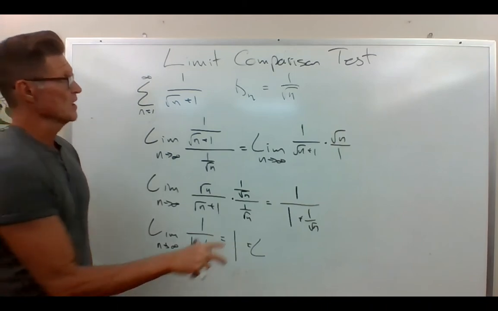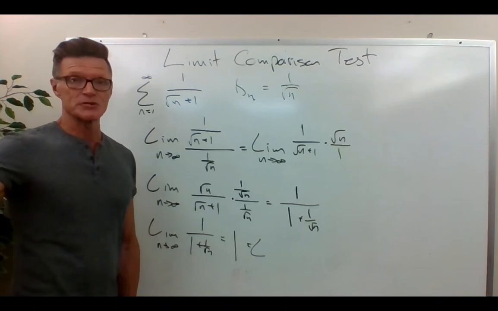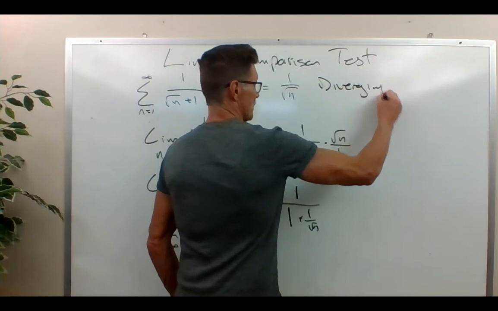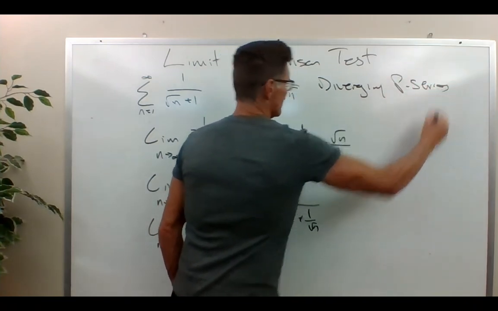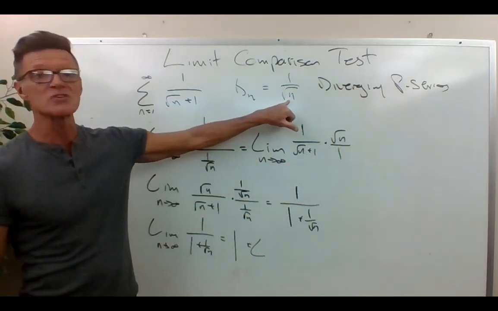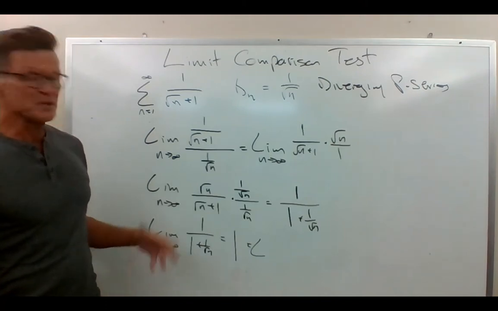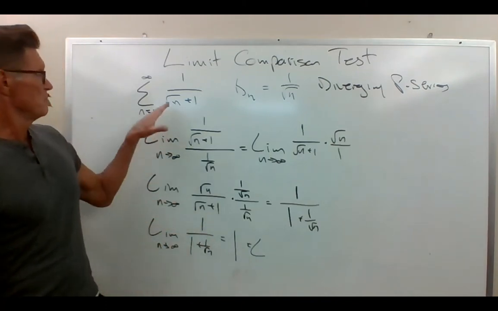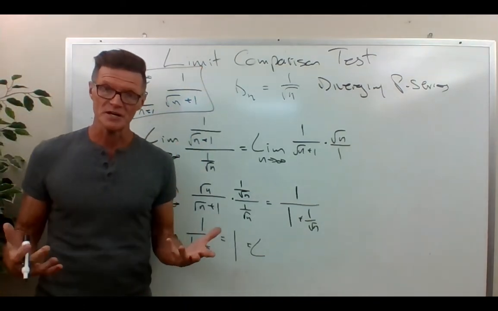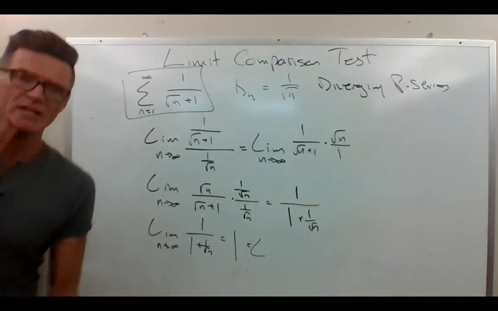So what is it? Well, b sub n is 1 over the square root of n. That is a diverging p-series. And the reason it's diverging is because the power of n is less than 1. So therefore, my given series also diverges. And we are done. I'll do one more where we have a slightly different outcome.